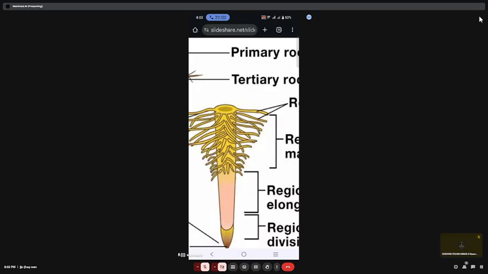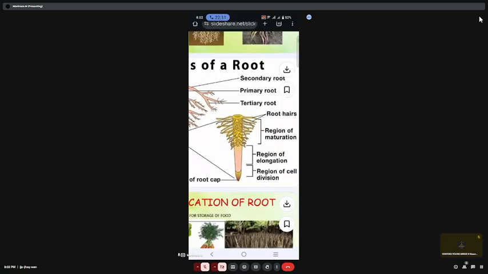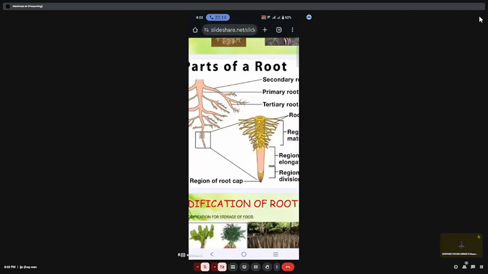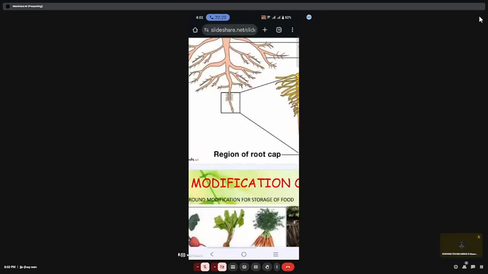Any doubt? No, ma'am. So what are the regions present? Tell me. Can you see this picture? I'll explain it. First region is meristematic? First region is not meristematic. Please look at the picture and answer me. Very good. See, if it is wrong, also no problem. We will discuss. If I'm asking a question and you don't know, I will explain. That is the reason I'm asking, to check whether it has reached you or not. Nothing else. You can answer me.